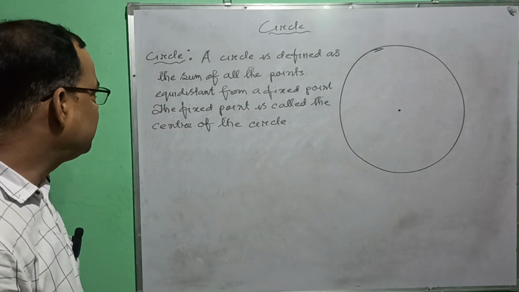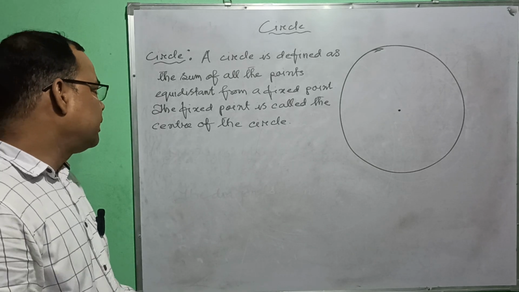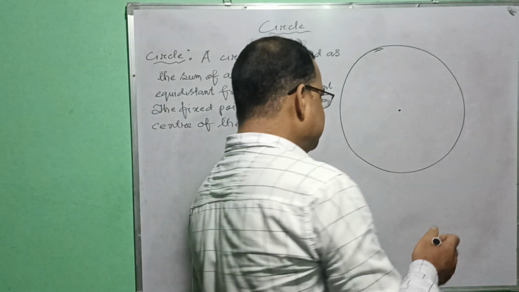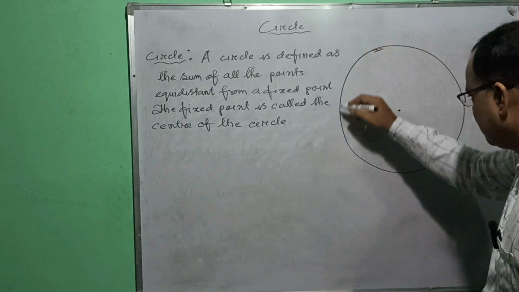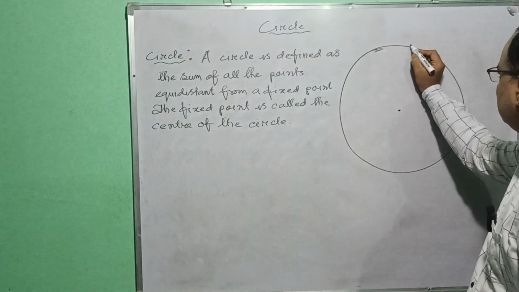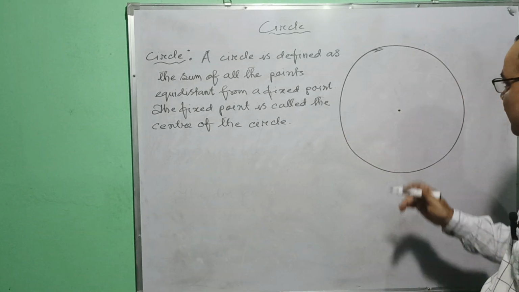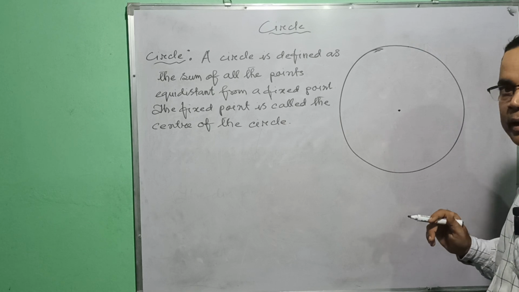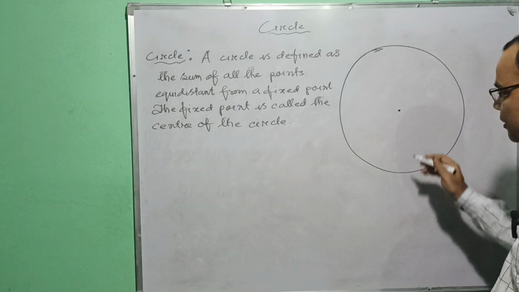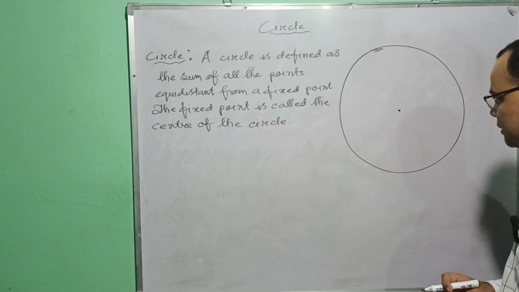A circle is defined as the sum of all the points equidistant from a fixed point, and the fixed point is called the center of the circle. It means, you can see here, this is the circle, and this line is also called the circumference. So circumference is made up of infinite number of points, and these all points are equidistant, mean equal distance from this fixed point. This fixed point is called the center of the circle.